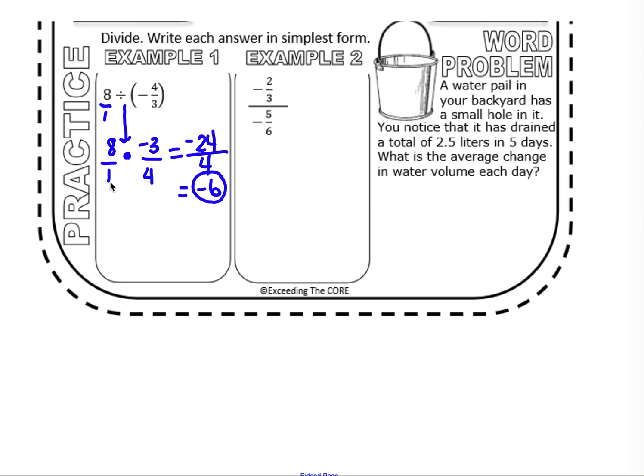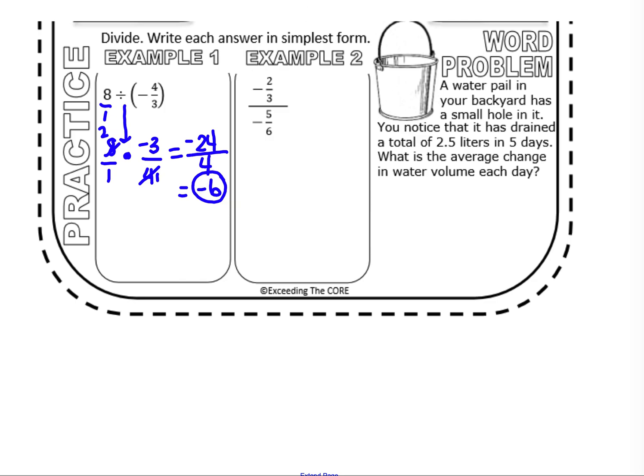Now, I said you can cross cancel if you want. You would do it this way. 8 and 4 can both be divided by 4. 4 divided by 4 is 1. And 8 divided by 4 is 2. Then you could do 2 times -3 to get your -6.